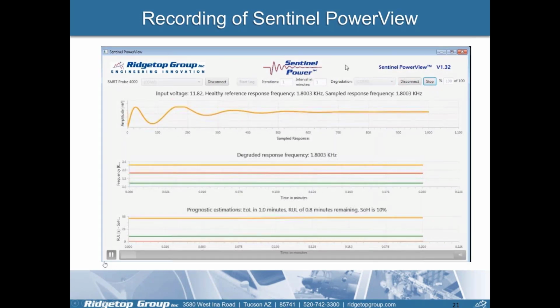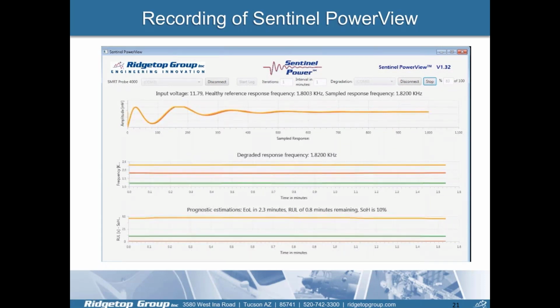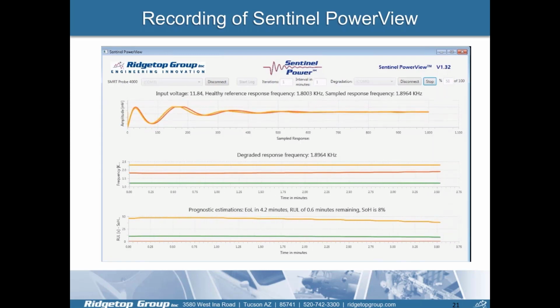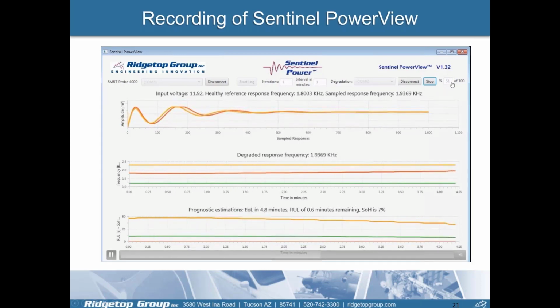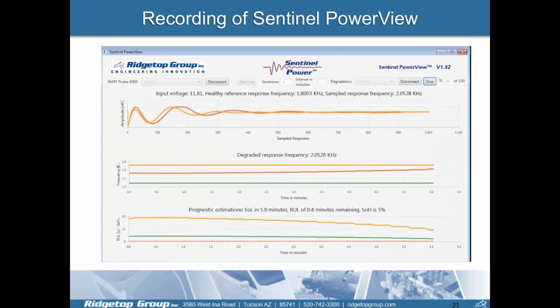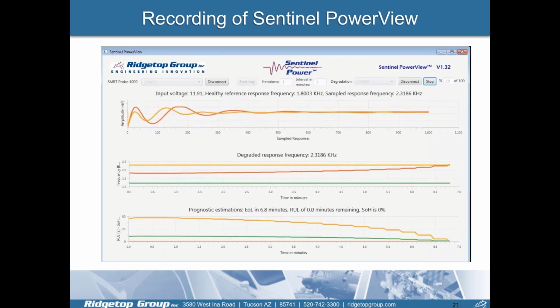And you see at the top bar there, the Smart Probe 4000, you can select, you can log various iterations, and you can degrade it at different percentages, and you see it's degrading from 100% down to 0. Frequency is increasing, indicating the loss of capacitance. And so this customer demo or sales rep demo is a very good on-site 7-minute demo that really gives you an end-to-end prognostics. And next slide.